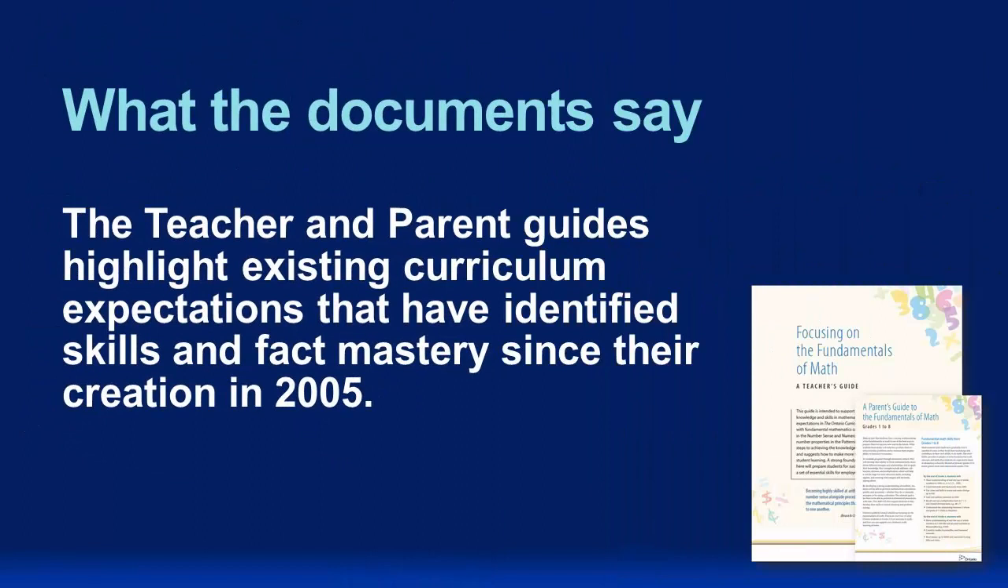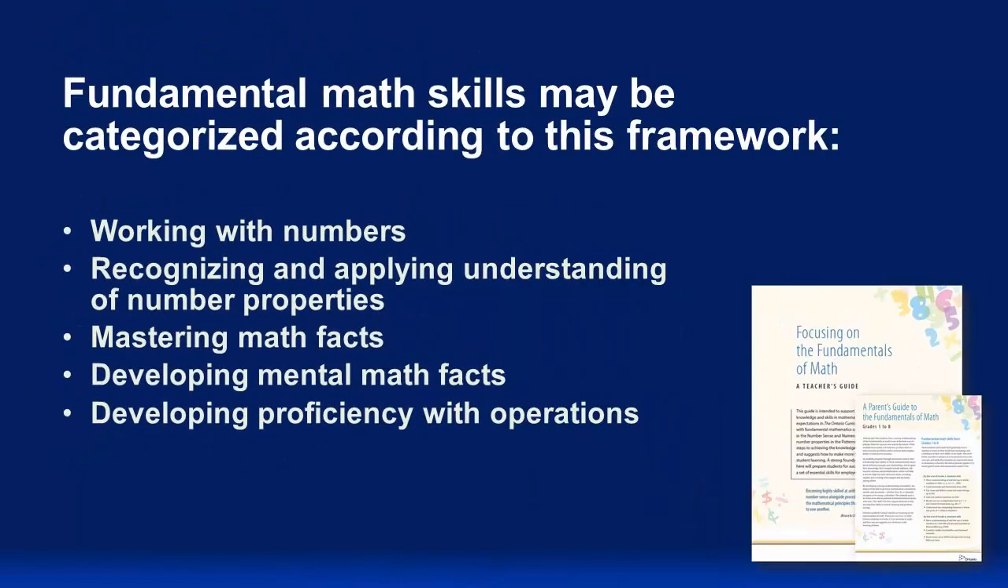The Teacher Guide focuses attention on expectations found in the Ontario Mathematics Curriculum Grades 1 to 8, released in 2005. Specifically, it highlights expectations in the number sense and numeration strand and expectations that relate to number properties in the patterning and algebra strand. Fundamental math is categorized into a framework that has 5 components: working with numbers, recognizing and applying understanding of number properties, mastering math facts, developing mental math skills, and developing proficiency with operations.